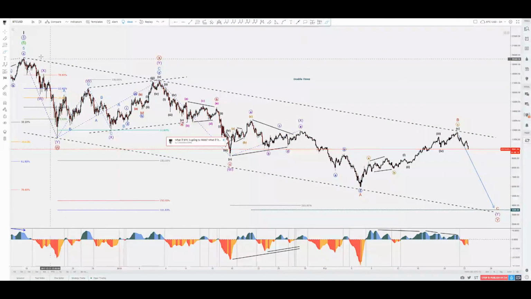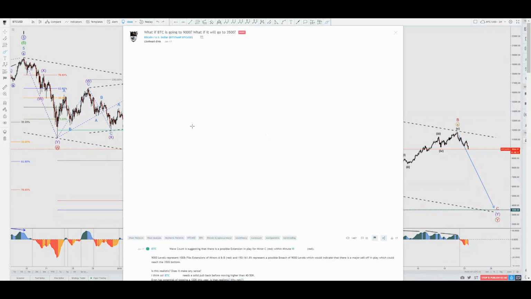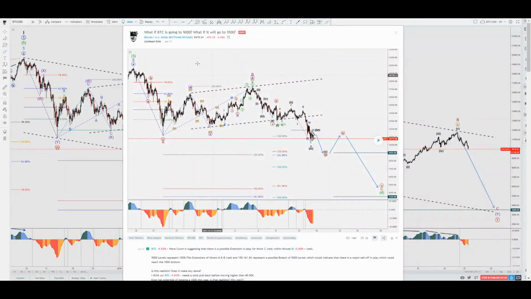Now, I know that I actually posted this back on January 17, and you can see that I had A, B, and I was expecting 9,000 or possibly 3,500. Of course, that would be this 161.8 from A and B. Now, the fibs haven't changed. The structure has changed.